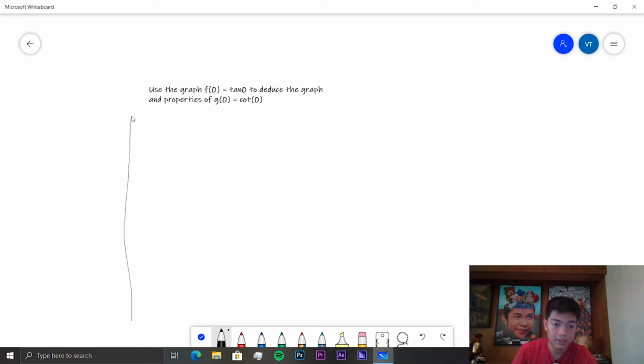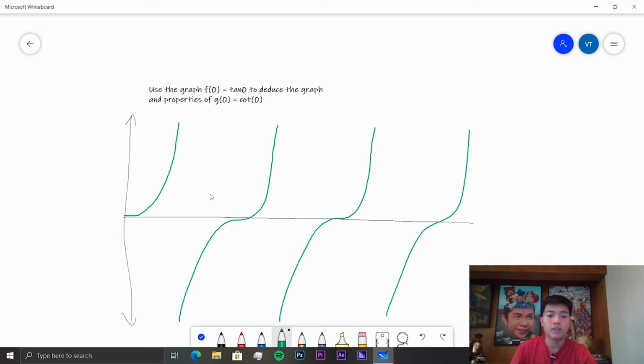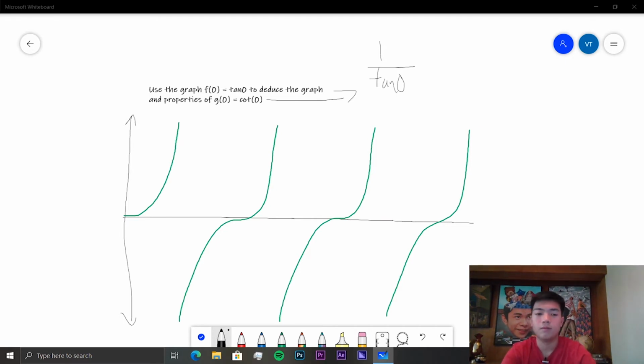Well, we know it looks something like this. And so now we need to deduce the graph of cotangent theta. And so you know cotangent theta is actually equal to 1 over tangent theta. So when tangent theta is close to 0, we know that the cotangent must be a large value.